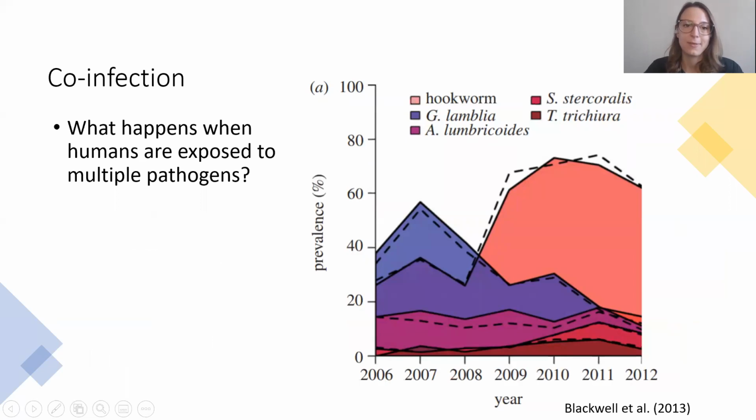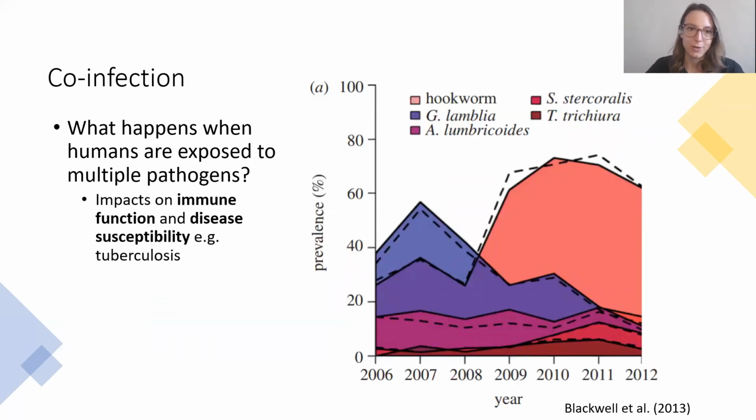Now, what happens when humans are exposed to multiple pathogens? Would this be a concern? Well, as you might imagine, if you are fighting an infection from one pathogen, it tends to have an impact on your immune function. And so it can make you more susceptible to other pathogens. We know that this is the case with tuberculosis, particularly in places in Africa where malaria is endemic. Many people have this sort of double burden between malaria and tuberculosis. And so people that have been infected with the malarial parasite tend to have worse health outcomes with tuberculosis because it has already impacted their immune system.